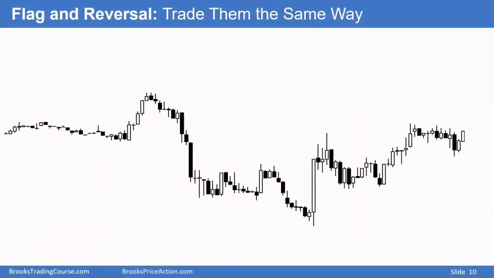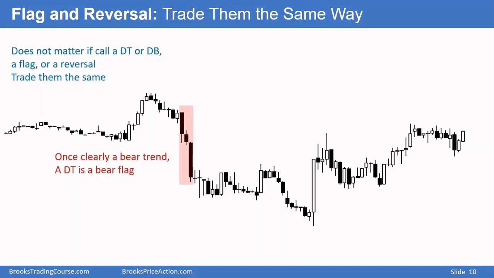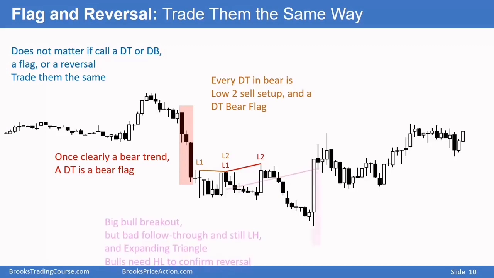It doesn't matter if it's a flag or a reversal. You trade them the same way. Once a clear bear trend is a double top bear flag, you're looking to sell. Low 1, low 2, double top. Low 1, low 2, double top bear flag. Every double top in a bear trend is a low 2 sell setup, and therefore an opportunity to get short. Enter on a stop below the prior bar, betting on resumption down.